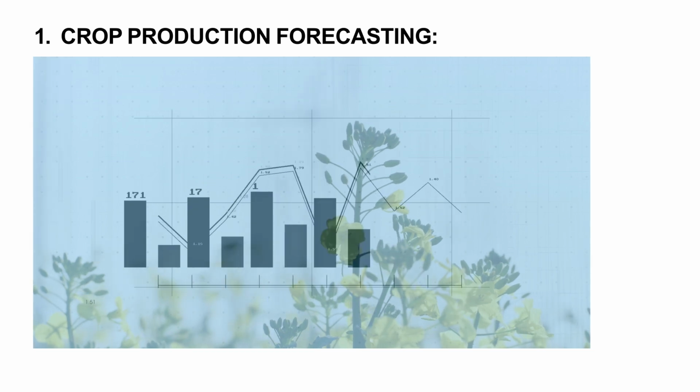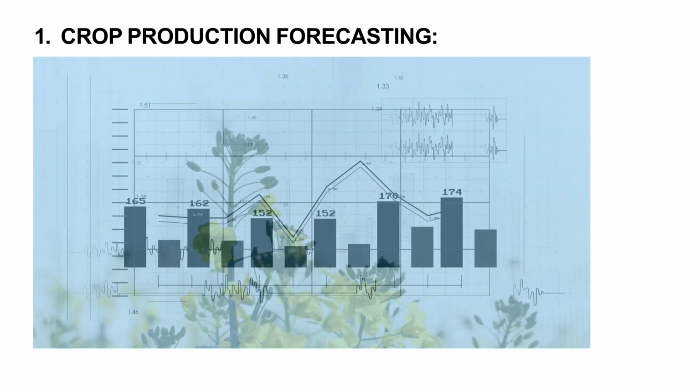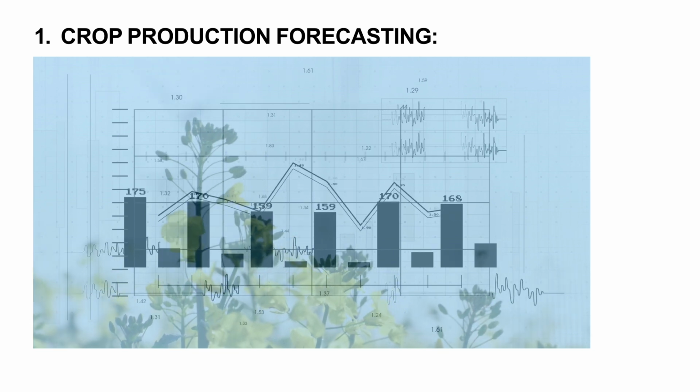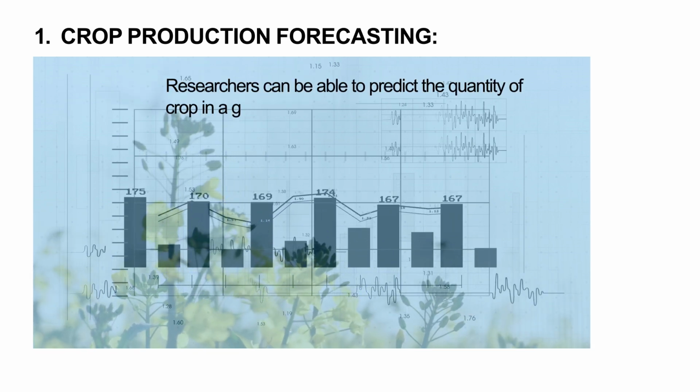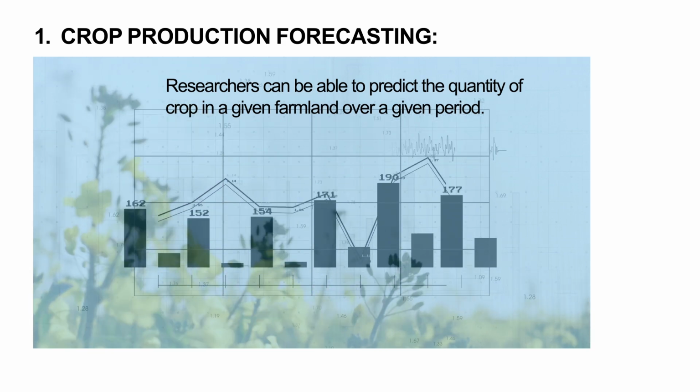Crop production forecasting. Remote sensing is used to forecast the expected crop production and yield over a given area, and determine how much of the crop will be harvested under specific conditions. Researchers can predict the quantity of crop in a given farmland over a given period.